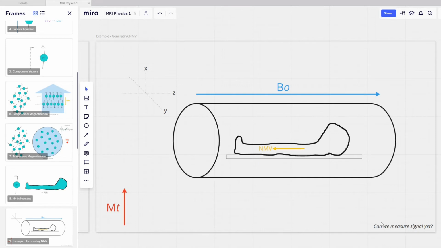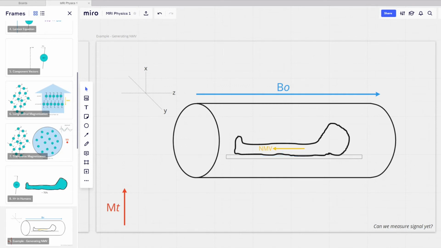And the reason is, if you try to measure this magnetic field, because it's in the same axis as our big 1.5 or 3 Tesla magnetic field, it's just going to be drowned out.